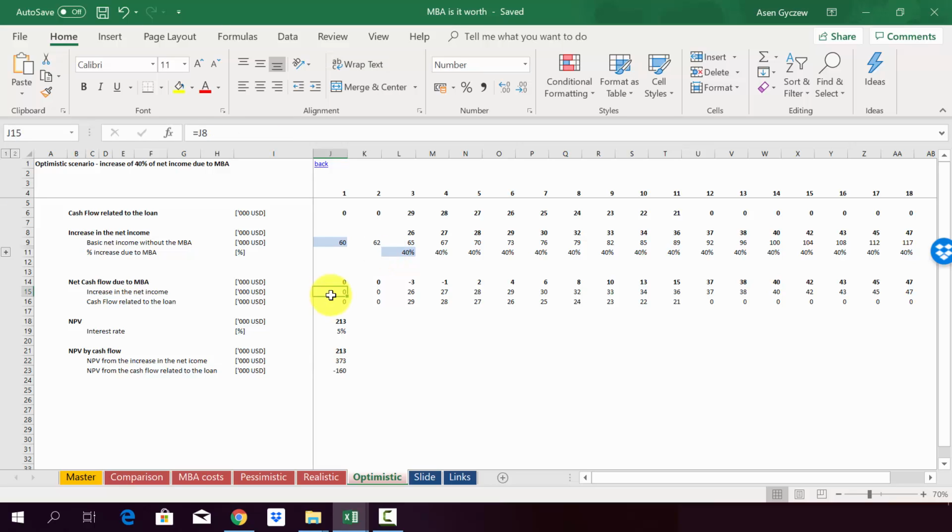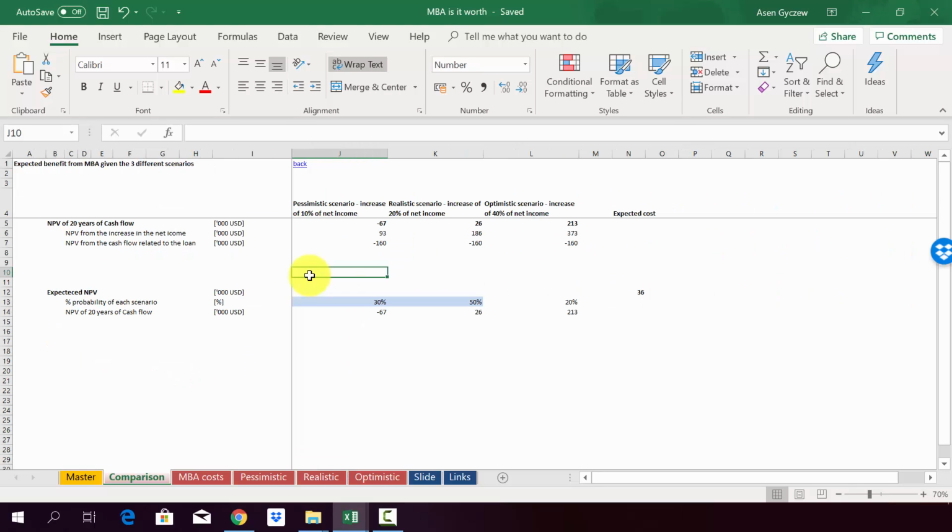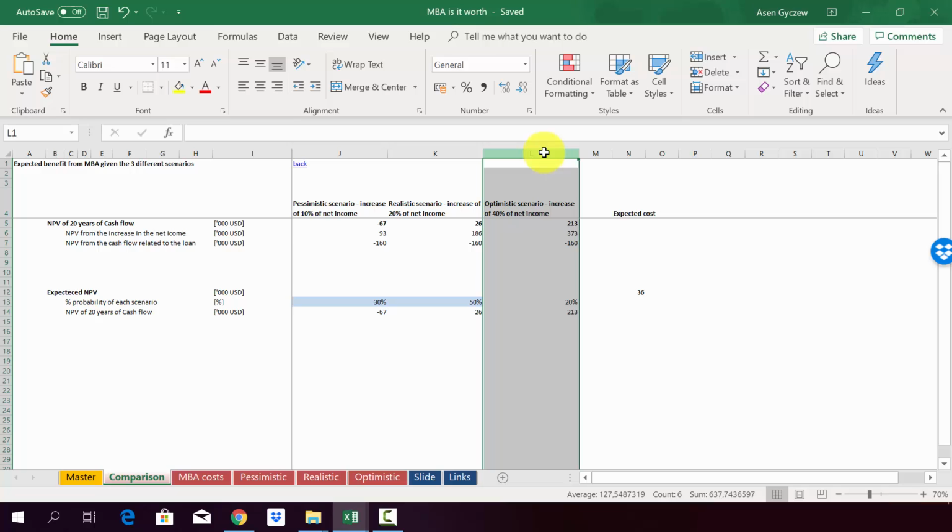So in the next lecture, we'll compare all those scenarios and we'll try to decide whether, given the probabilities of each and every scenario, this MBA makes sense or not. So let's try and compare the scenarios and see whether through the scenario analysis, we are getting to the conclusion that the MBA makes sense, or maybe it doesn't make sense at all. So here in each and every column, we have put the scenario. So in J, we've got the pessimistic scenario, K, realistic, and L, optimistic.